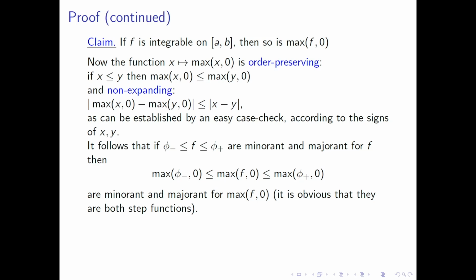Okay, so there are two ways of seeing that. One is by saying what we need to check is that for any given x, when I plug x into max of f and 0, it lives between plugging x into the max of phi minus and 0, and x into the max of phi plus and 0. Well, we knew that phi minus of x is less than or equal to f of x is less than or equal to phi plus of x. So we have that order. Now take max of everything with 0. We've seen that that is order preserving, and so therefore we get these inequalities. Okay, so that's one way of seeing it.